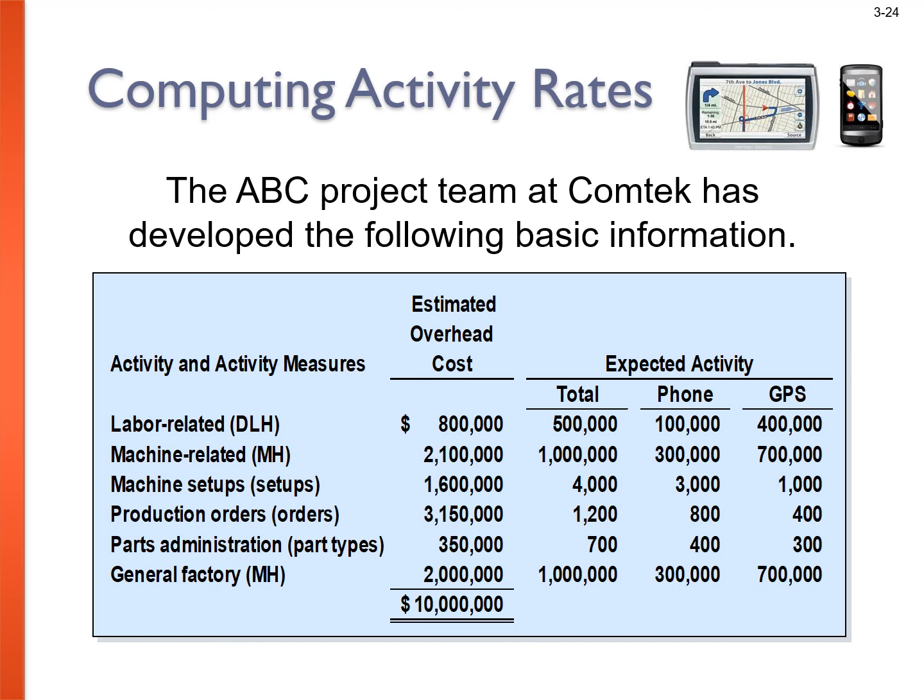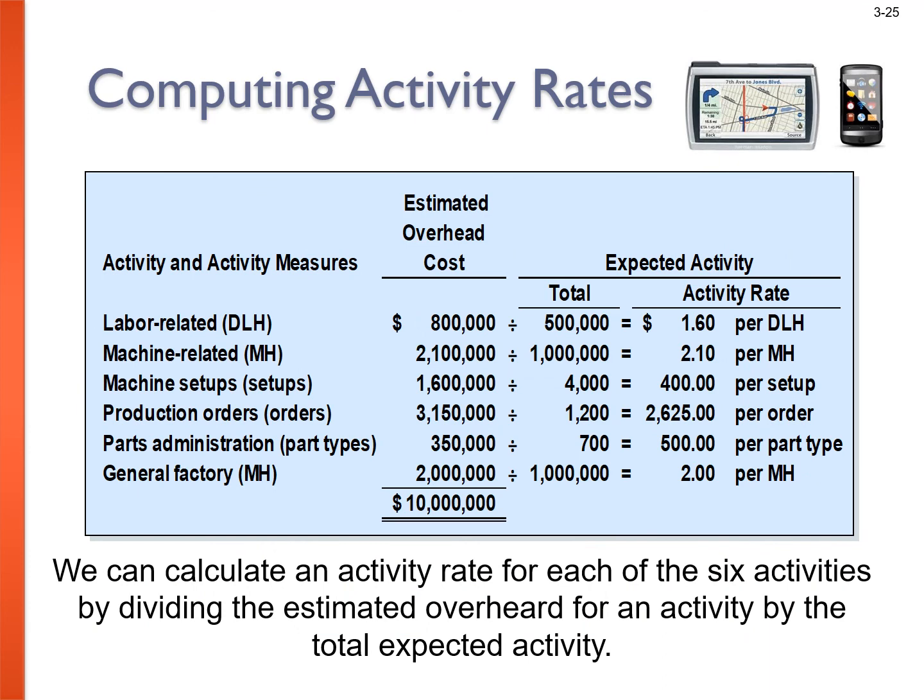The parts administration will cost $350,000 and they'll be allocated based on the number of part types. There's 700 in total, 400 attributed to the phone, 300 to the GPS. And then finally, general manufacturing overhead, that's also going to be applied based on machine hours, which we've already defined as 1 million in total, 300,000 related to the phone, 700,000 to the GPS. So this is the hard part. And this, you would be given this in your problem. Okay? Now it's up to us to now start allocating it.